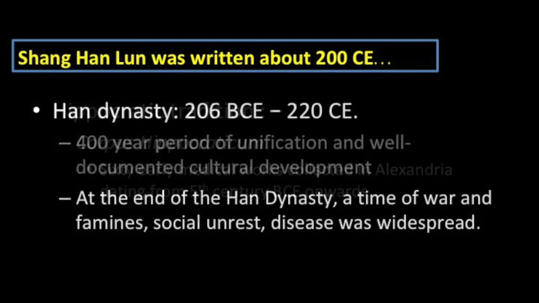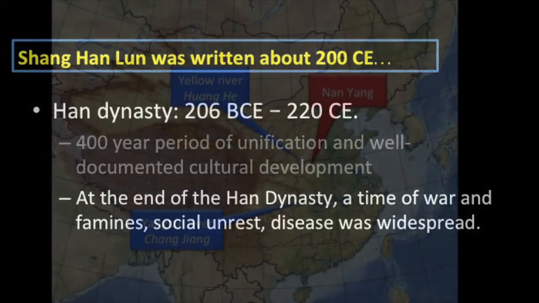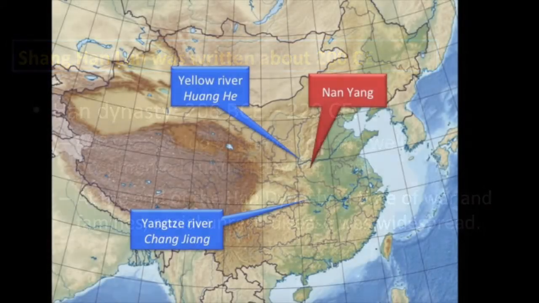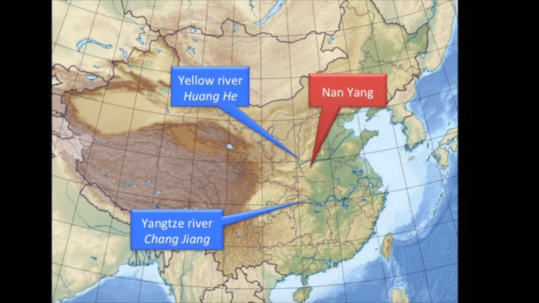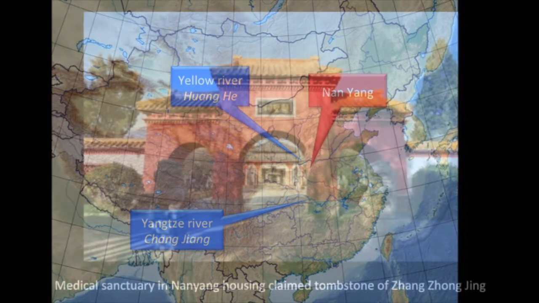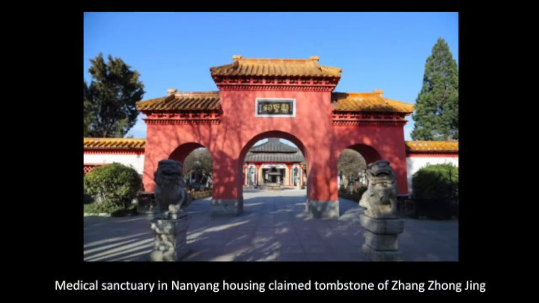Zhang Zhong Jing lived towards the end of the Han dynasty. At this time, the Chinese Empire was devastated by war and famine and plagued by social unrest. There is no contemporary information on Zhang Zhong Jing, which is unusual as the Han dynasty was well documented. Nevertheless, there is strong circumstantial and secondary evidence that he was an actual historical person, a doctor of great skill who held a position of some authority in Nieyang, today called Nanyang, located in modern-day Henan province. This city lies just south of the Yellow River, and today you can visit the medical sanctuary that houses the supposed tombstone of Zhang Zhong Jing.